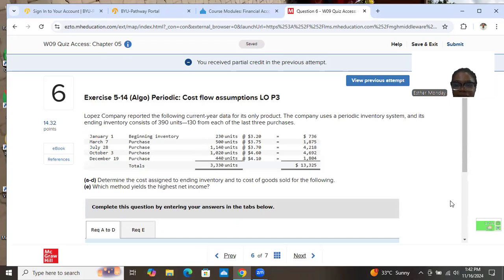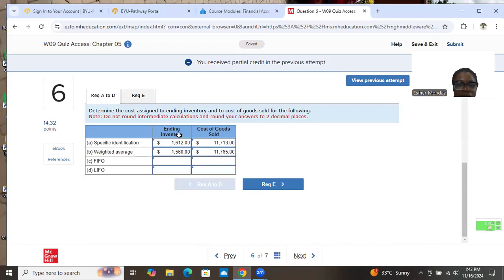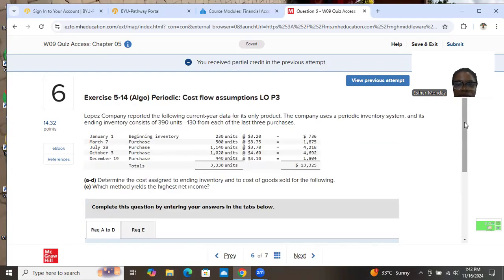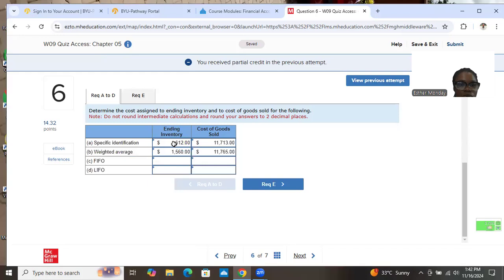And then you use the cost of goods sold, which is 11,713, to subtract it from the goods available for sale, which is 13,325. And this is what we'll have as our ending inventory.